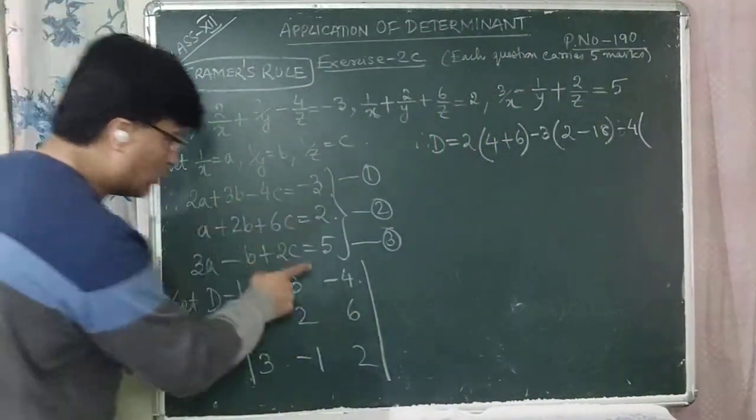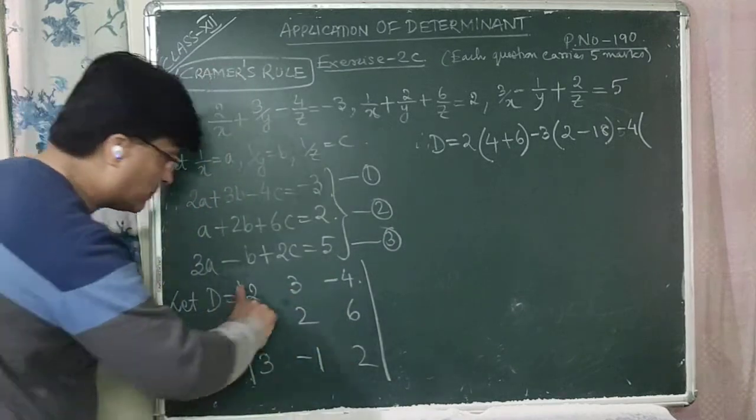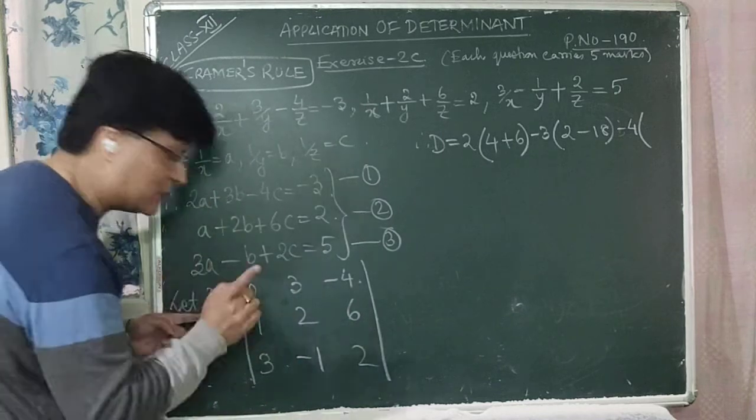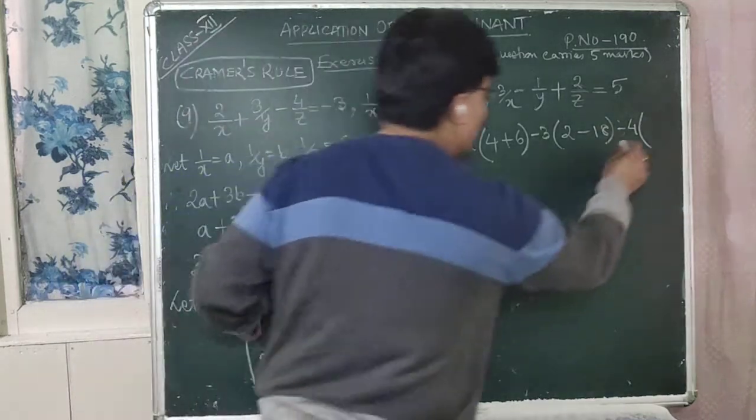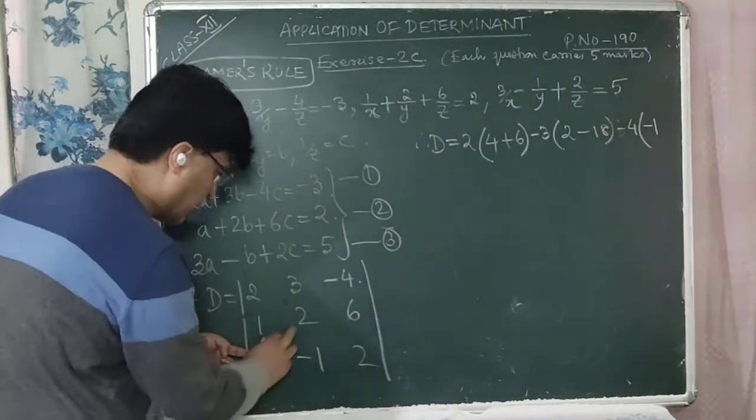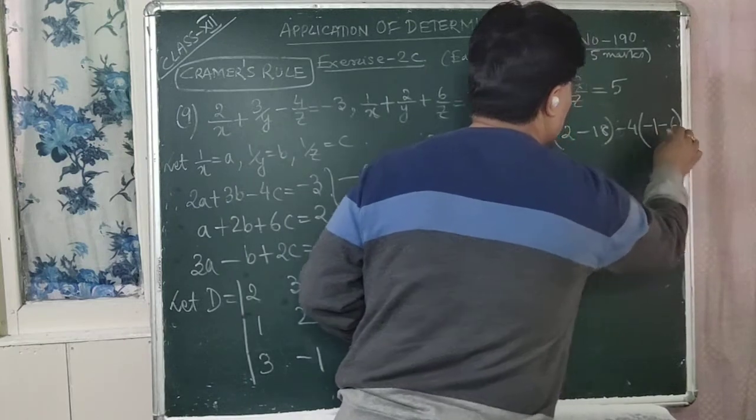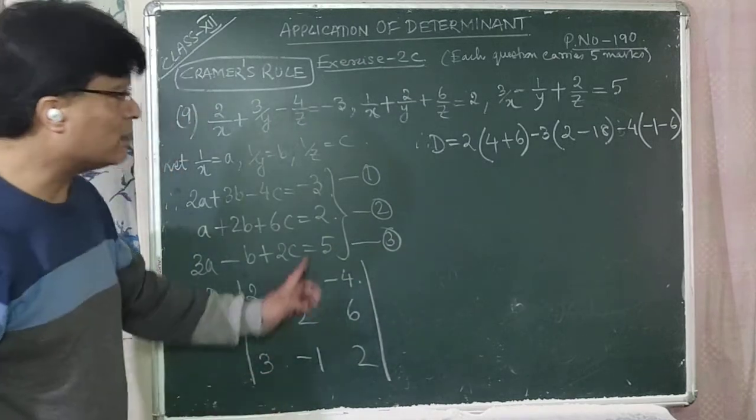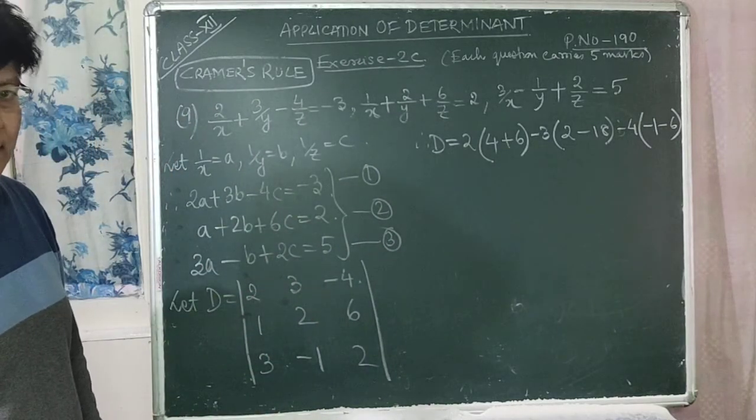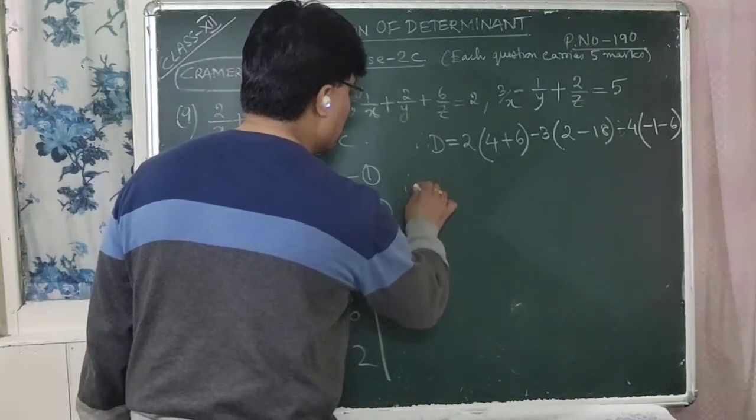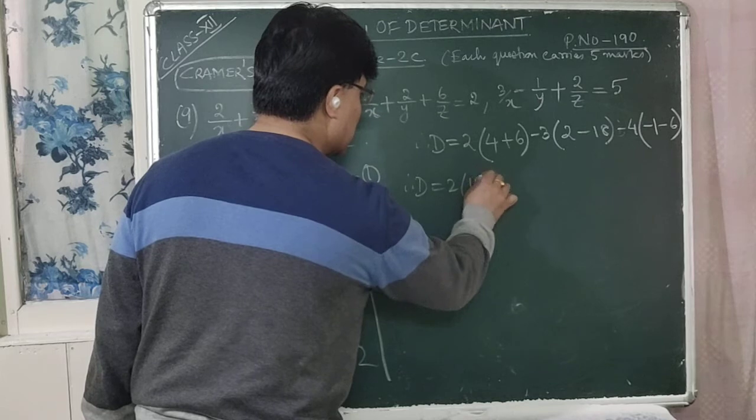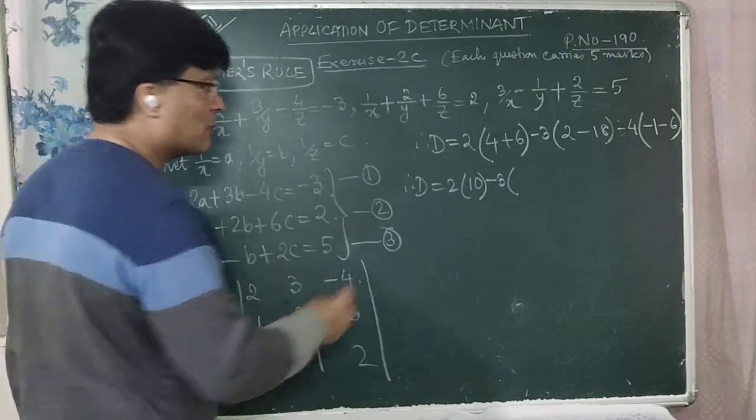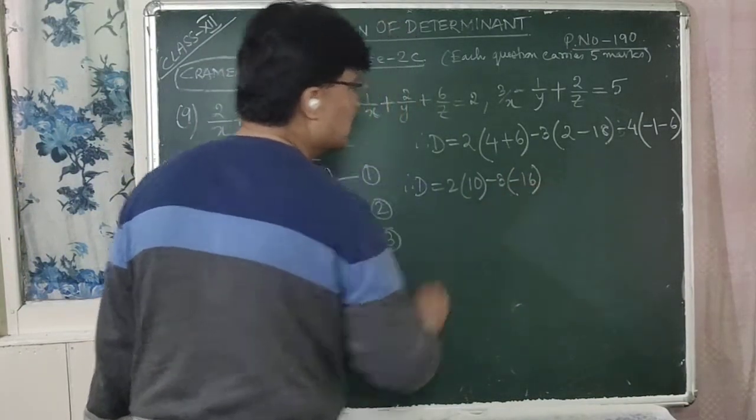Now delete the row and the column through the element minus 4, that is first row and third column. What remains is 1, 2, 3, minus 1. Cross multiply: 1 by minus 1 is minus 1, then 3 into 2 is 6, but in between the two terms you write a minus sign, so it is minus 1 minus 6. That is your expansion. Is that clear? Therefore D is equal to 2 into 4 plus 6, which is 10, minus 3 into 2 minus 18, different signs subtracted, it is minus 16.